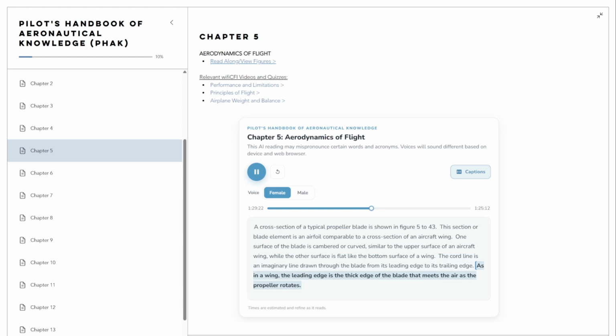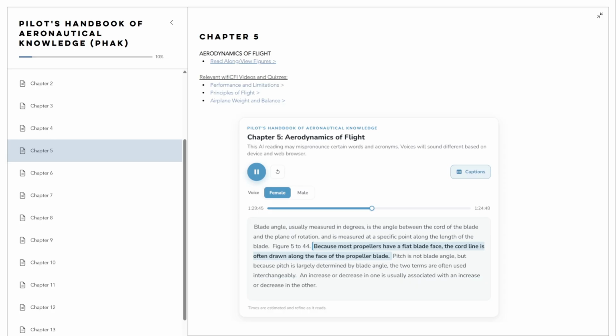As in a wing, the leading edge is the thick edge of the blade that meets the air as the propeller rotates. Blade angle, usually measured in degrees, is the angle between the chord of the blade and the plane of rotation, and is measured at a specific point along the length of the blade. Figure 5-44. Because most propellers have a flat blade face, the chord line is often drawn along the face of the propeller blade.